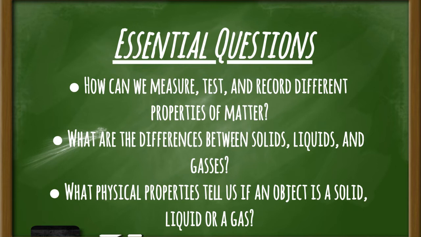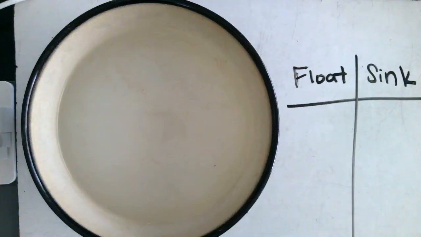What physical properties tell us if an object is a solid, a liquid, or a gas? We are going to be working in our lesson today to answer these essential questions. We're going to get a better idea of how we can classify something as a solid, liquid, or gas, and we're going to focus on different properties. Now, you've used some different properties in the past while exploring in other subjects. Today, we're going to review those properties and we'll do some practice with them of our own.